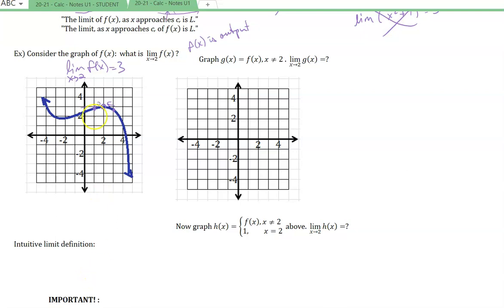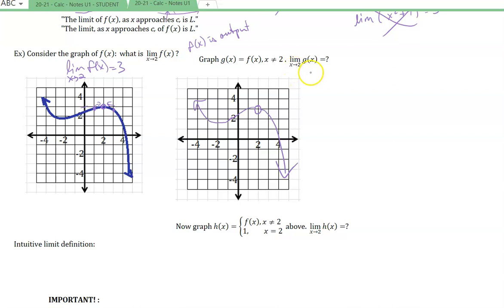We'll talk more about the definition in a second, but let's go to this next one. Here we're defining a new g of x as f of x when x does not equal 2. So g of x is going to look exactly the same, except x equals 2 is not part of the domain, meaning that I'm going to have a hole right here. Everything else is pretty much the same, and this part doesn't need to be perfect, because really we only care what's happening right around 2 right now.